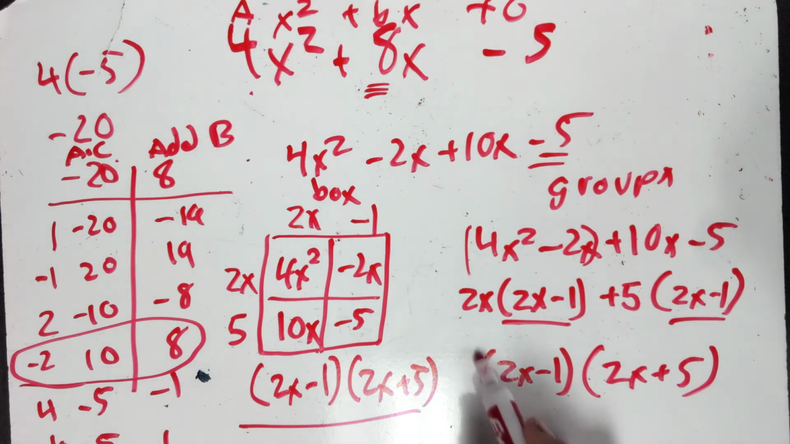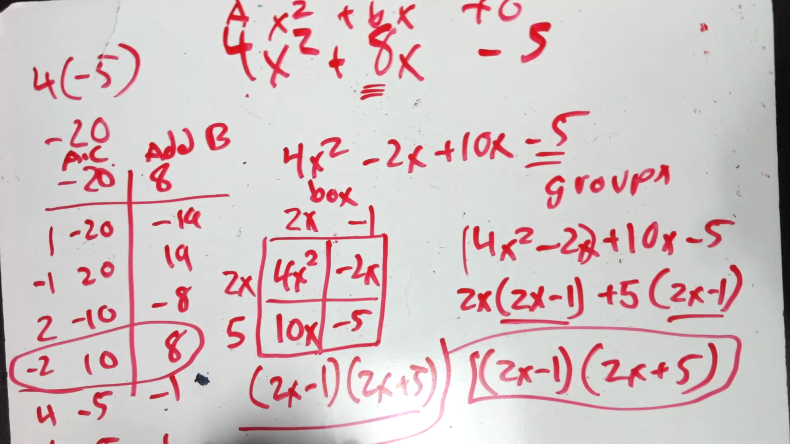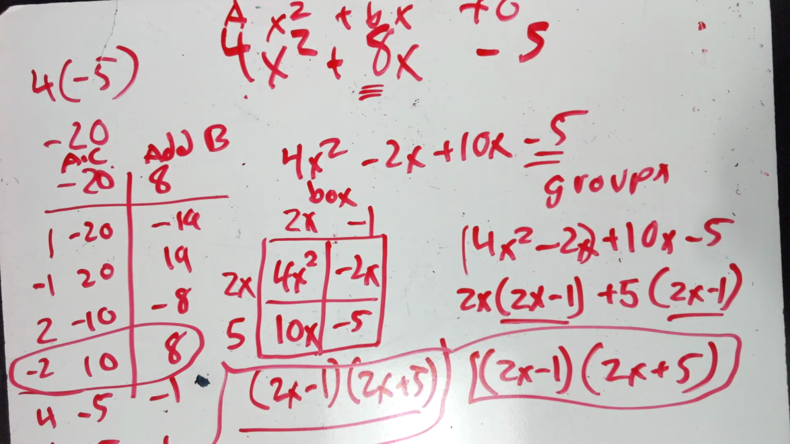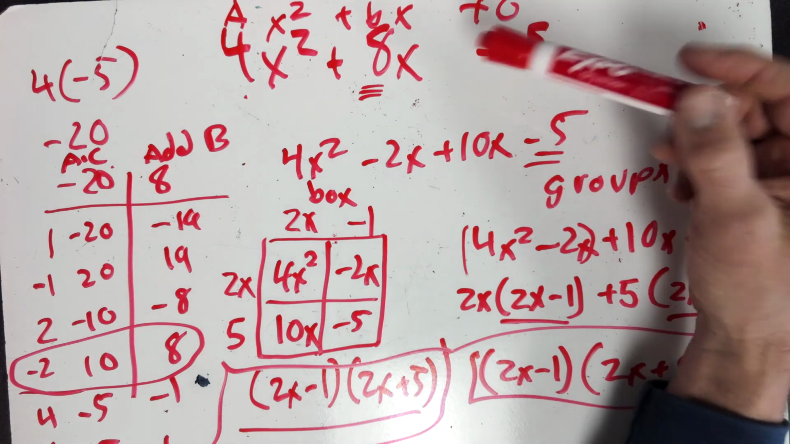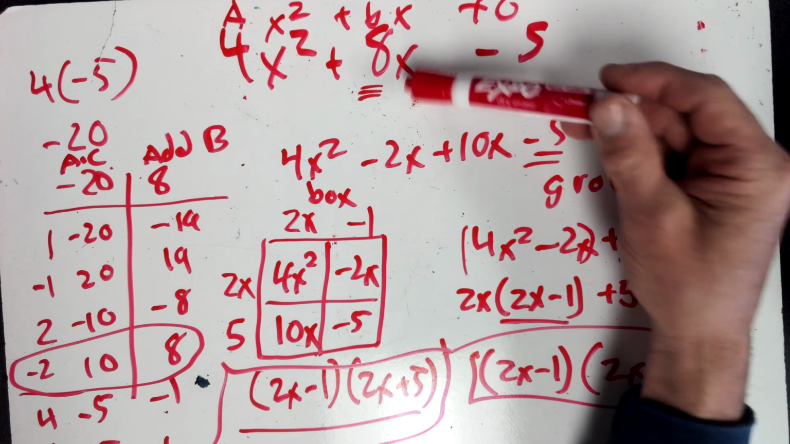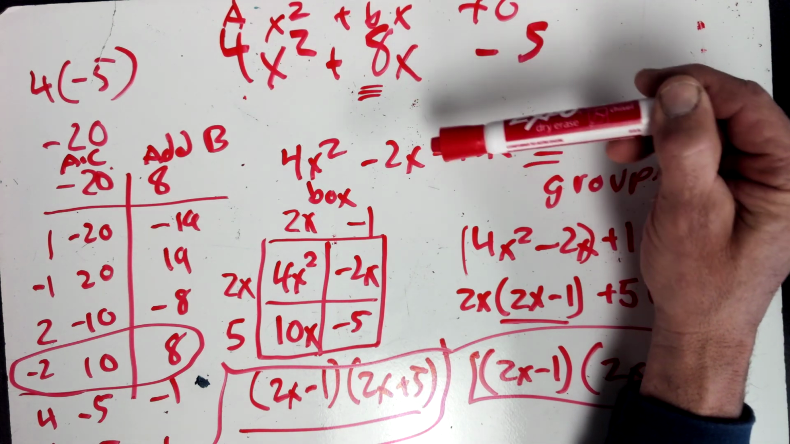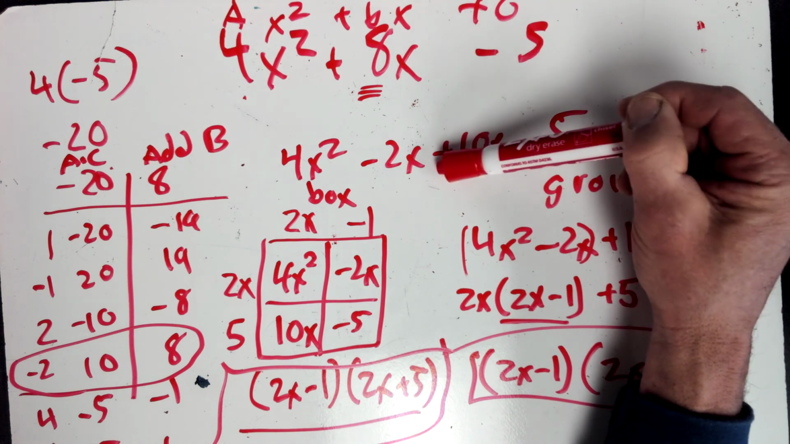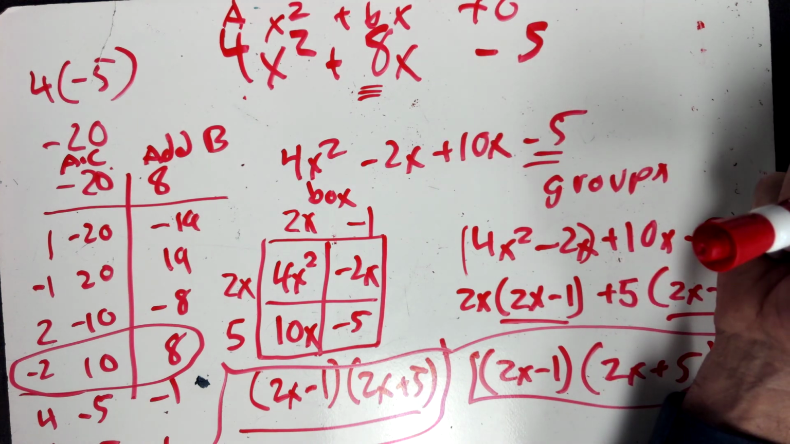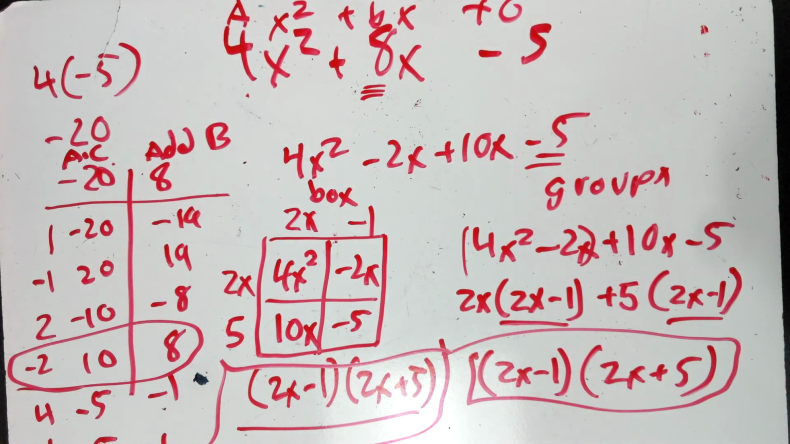So either way you do it, you end up with the same thing. But the key to it is to split the middle term and sort of undo that last step that we did when we were multiplying two polynomials. Anyway, I hope this helps.